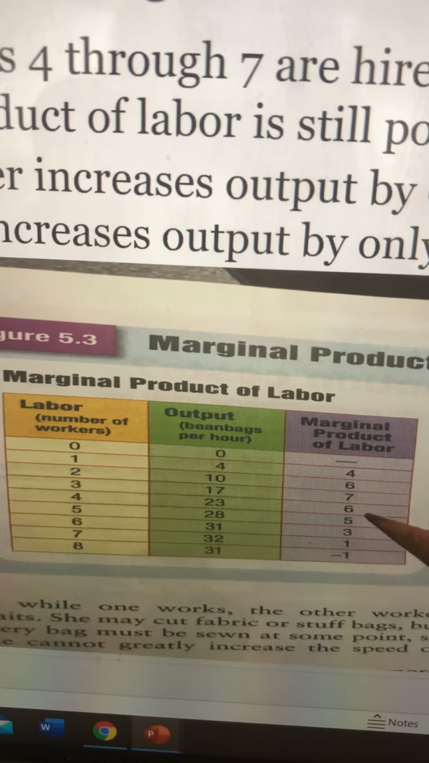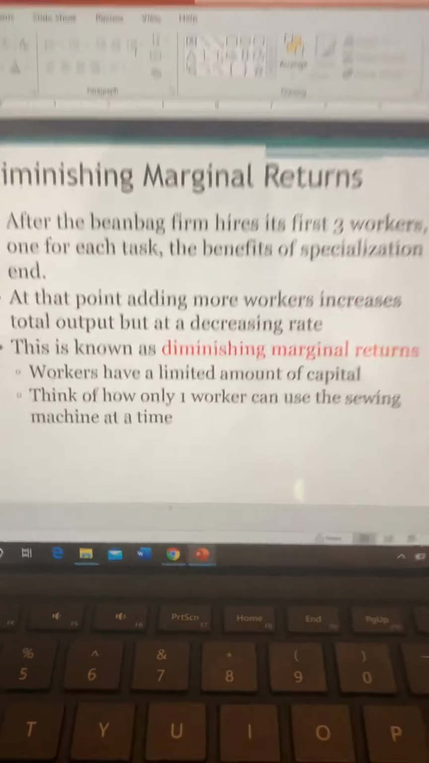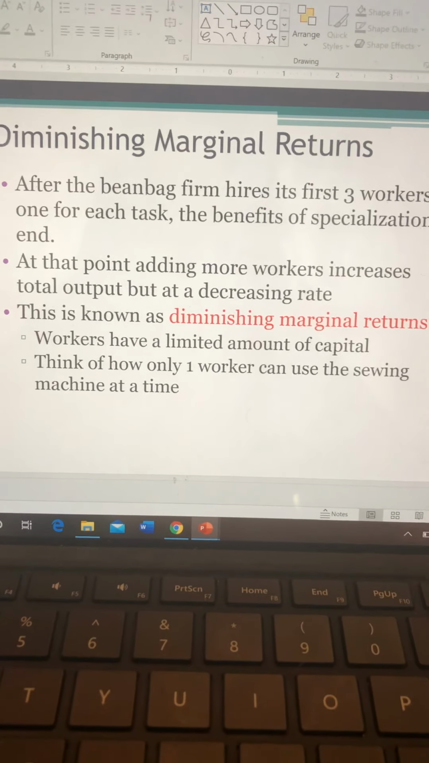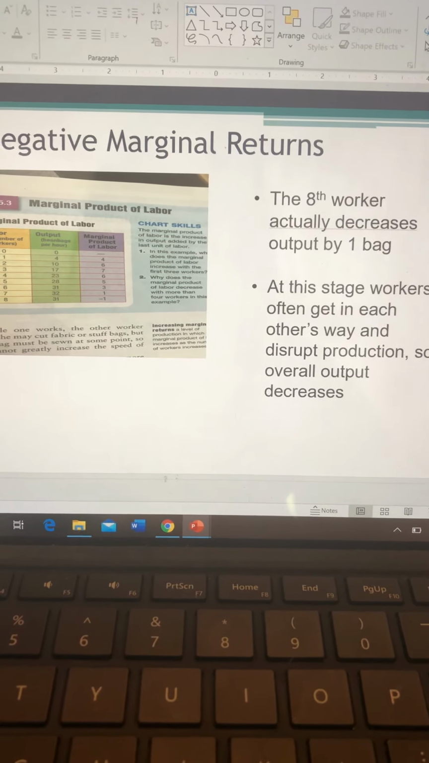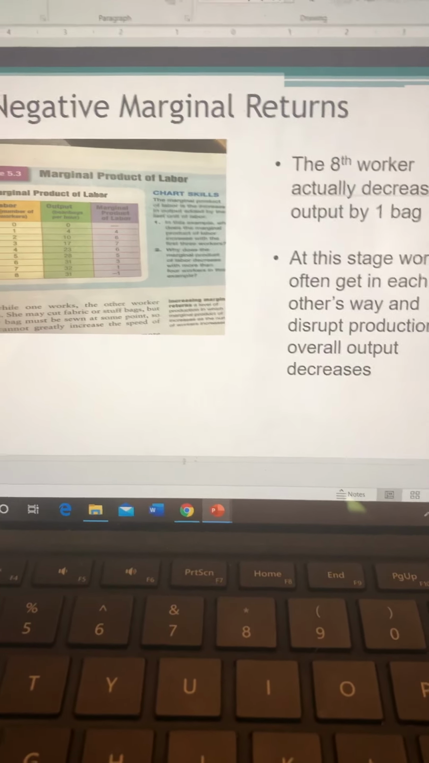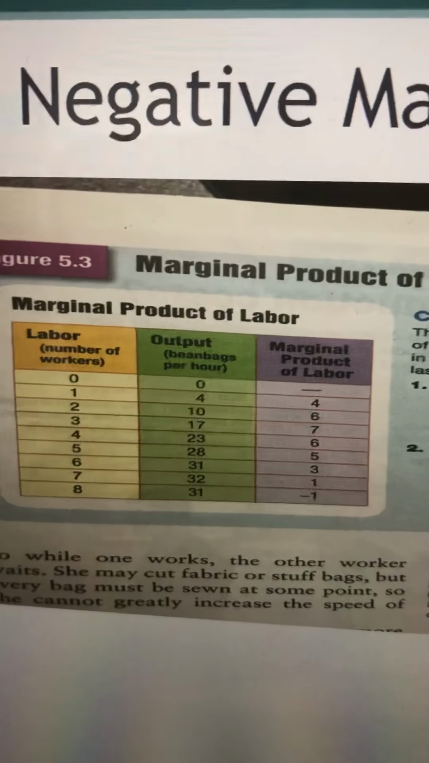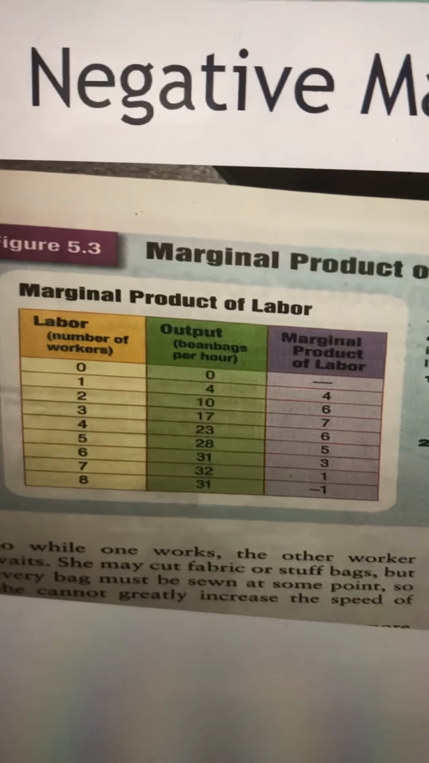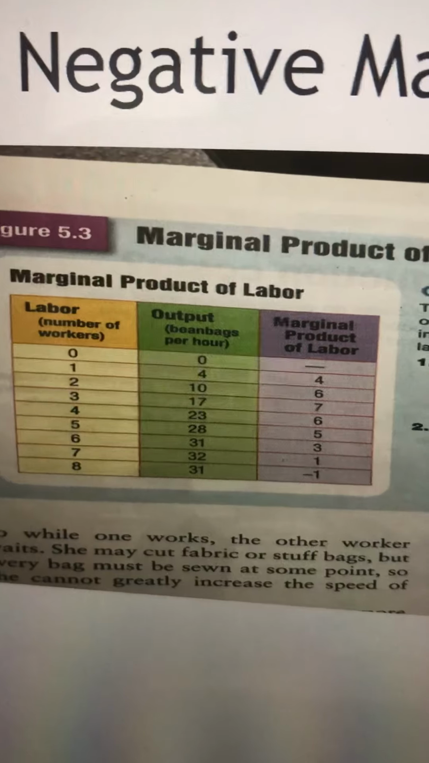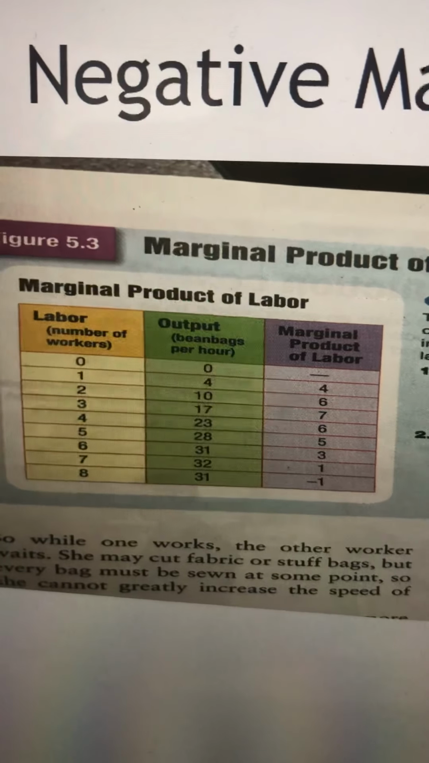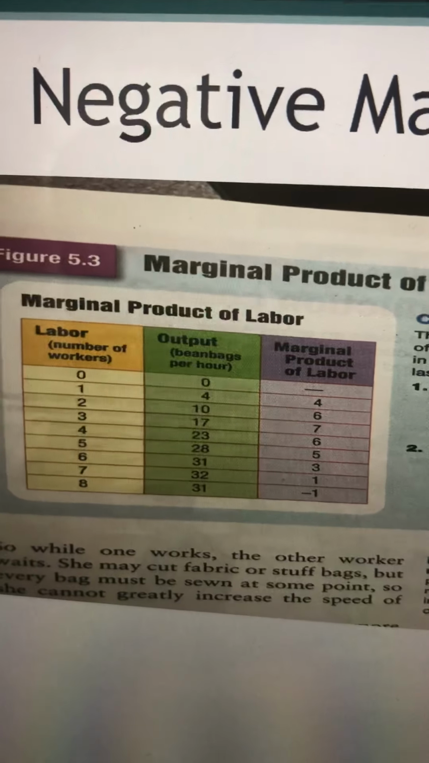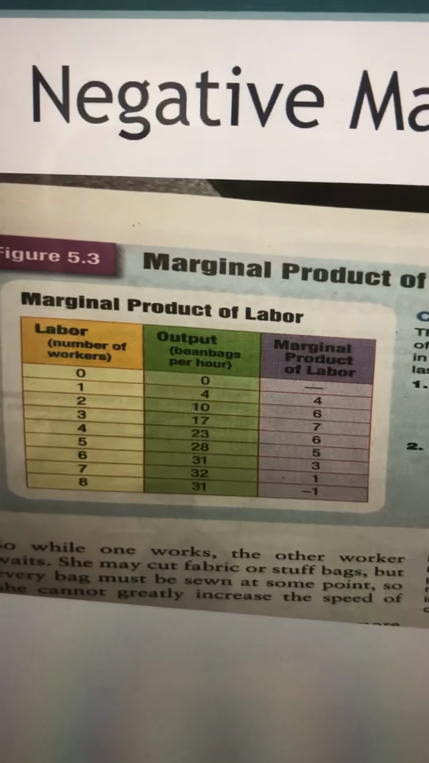That's because there's only 3 ways to specialize making those bean bags. And that is what's known as diminishing marginal return. Only 1 worker can be on the sewing machine at that time. And if you look back at the chart in the green column, when the number of workers goes from 7 to 8, you actually decrease your output by 1 bag. You would think that doesn't make sense, but eventually that 8th worker starts to be disruptive.